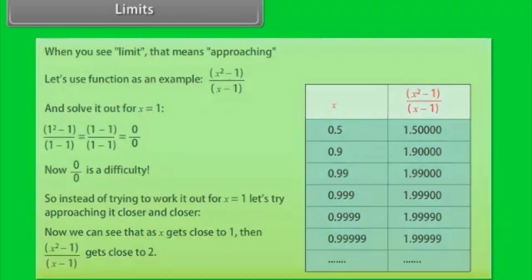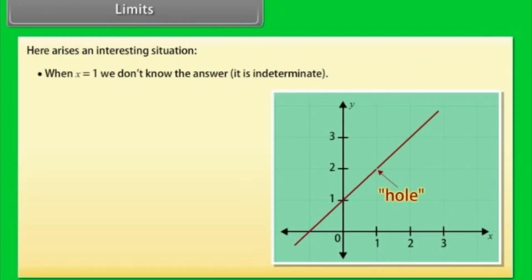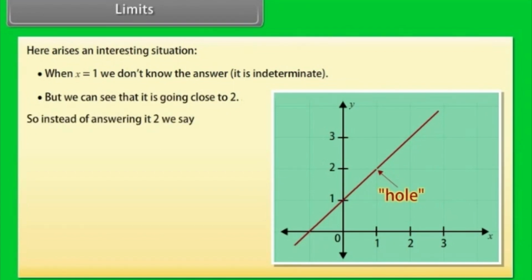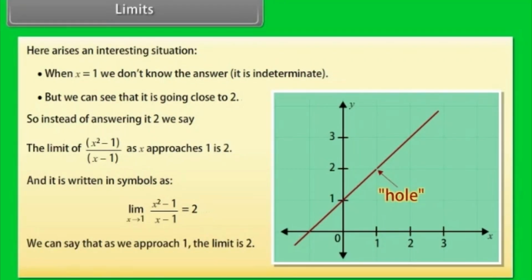Now we can see that as x gets closer to 1, then x square minus 1 by x minus 1 gets close to 2. Here arises an interesting situation. When x is equal to 1, we don't know the answer. It is indeterminate, but we can see that it is going close to 2. So instead of answering it 2, we say the limit of x square minus 1 by x minus 1 as x approaches 1 is 2, and it is written in symbols as limit x tends to 1 of x square minus 1 by x minus 1 is 2. So, we cannot tell the value at x is equal to 1, but we can say that as we approach 1, the limit is 2.